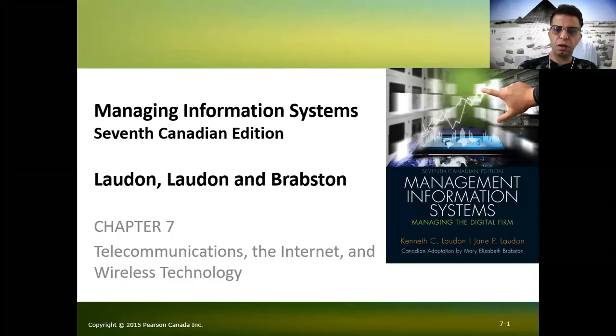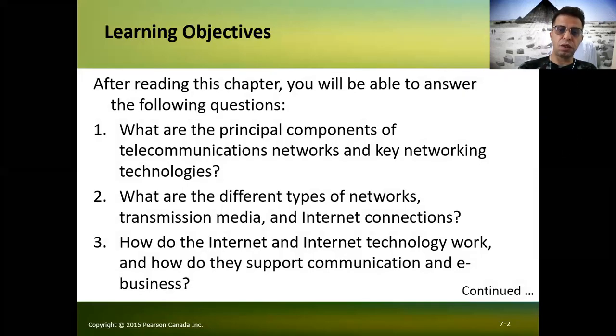Okay, so chapter 7 from the book Management Information Systems is about telecommunications, the internet, and wireless technology. In this chapter, after reading it, we will know what the principal components of the telecommunication network and key networking technology are.